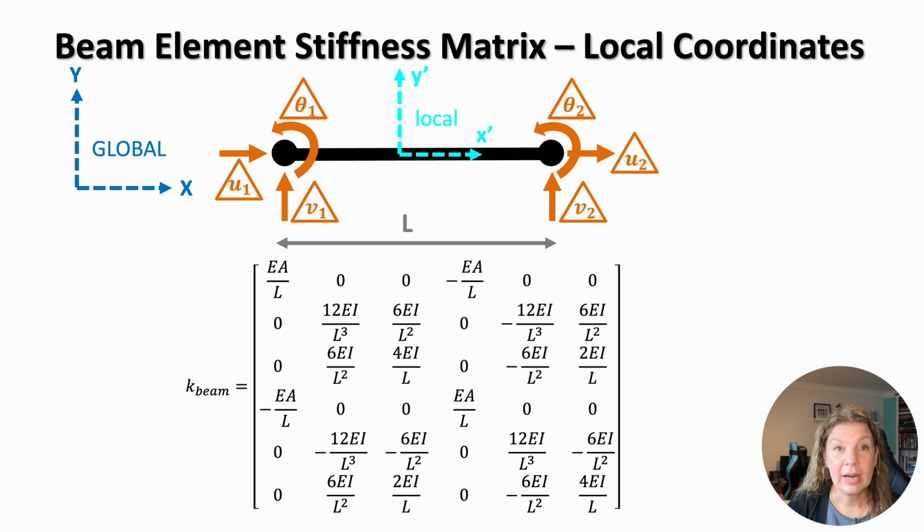The local axes are aligned with the member, just like in the truss. The local stiffness matrix is therefore, as we've previously discussed, a 6x6, and it combines both the axial stiffness terms, EA over L, and the flexural stiffness terms involving EI. This matrix is the starting point for transforming beams and frames into the global coordinate system.